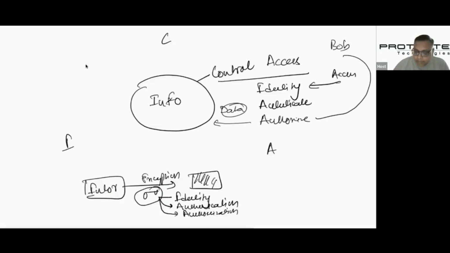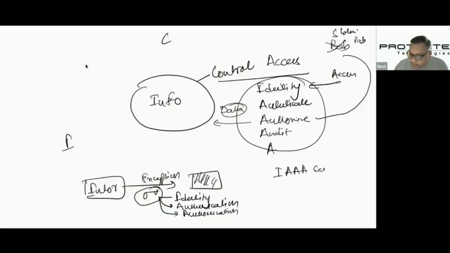Now, fine, this is fine. But what happens if Bob's identity is stolen? Somebody else steals Bob's identity and claims the information. Therefore, somebody should always audit this particular process to keep it in check. And this particular system of checking and establishing identity and access control is called IAAA services: identity, authentication, authorization, audit, and accountability. Bob is accountable for his actions. The control owner, whosoever owns this control, is responsible for auditing whether this system is working properly or not.